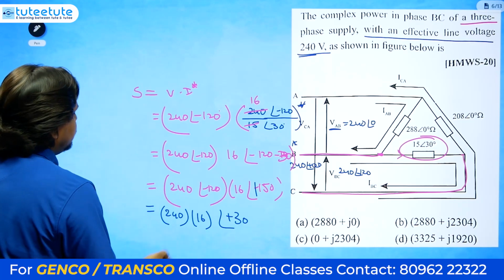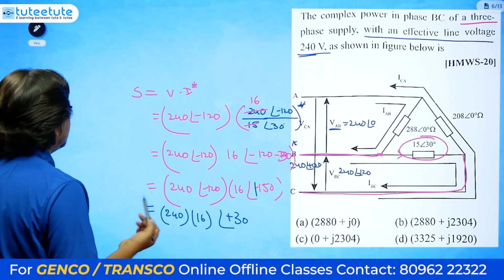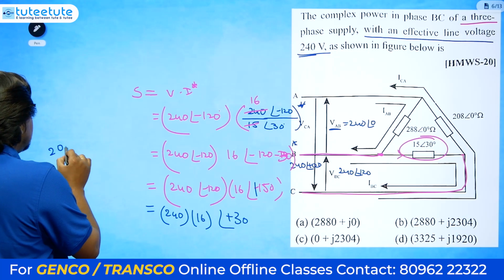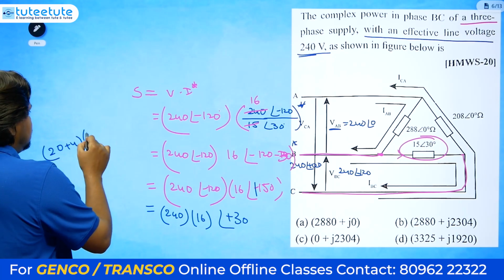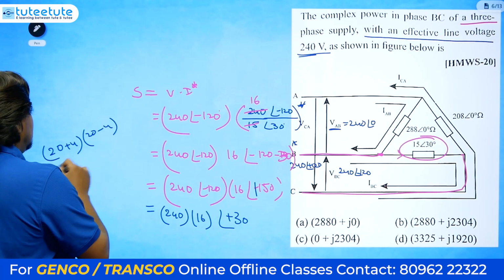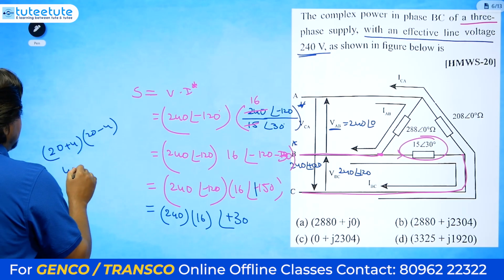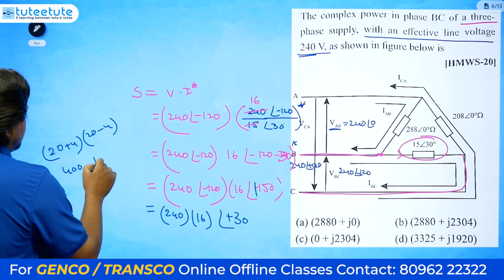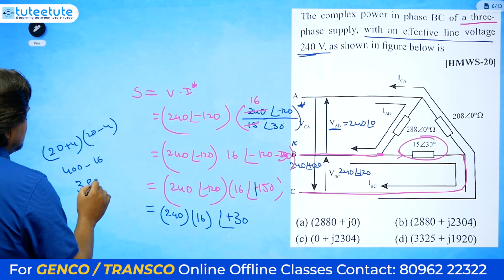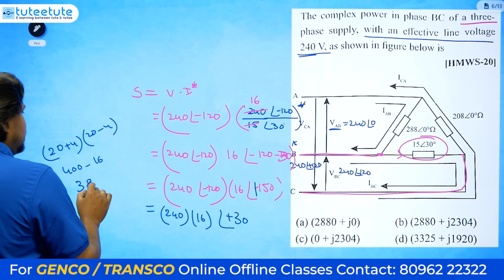Okay, so the total, if you multiply 24 into 16, how to do it? 24 means 20 plus 4, 16 means 20 minus 4. So 20 square is 400 minus 4 square is 16. So 400 minus 16 is 384.